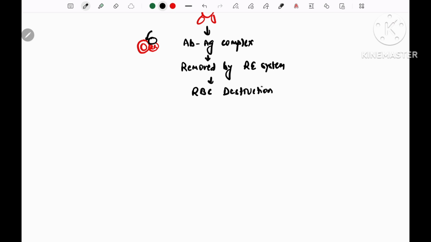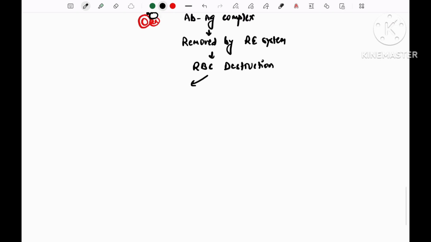Now when the RBC number gets decreased, the body thinks that there is a decreased number of RBC, so we have to increase the production of RBC. So what needs to be done? Erythropoiesis. Erythropoiesis starts due to RBC destruction and the decreased RBC number. But this is a time of emergency and the body needs a lot of RBC to compensate for this situation.